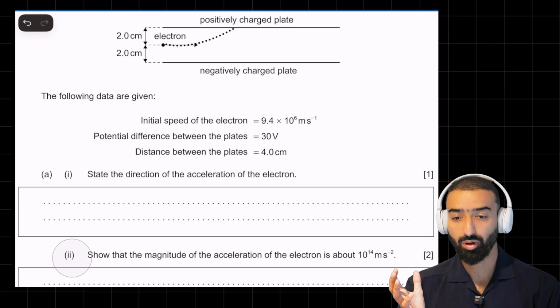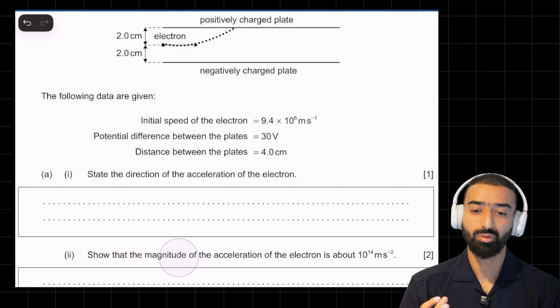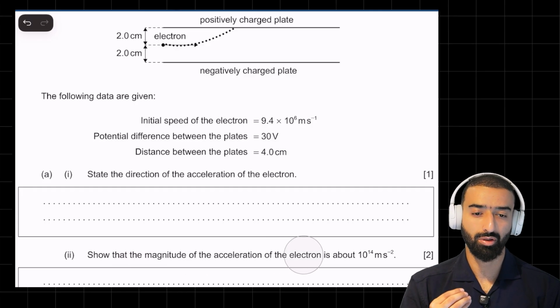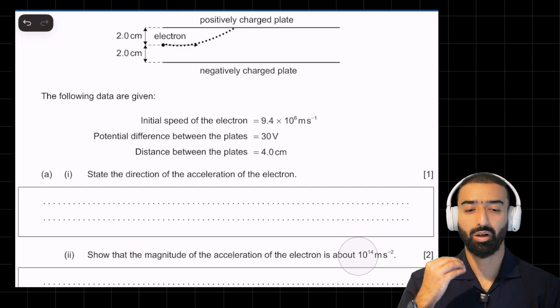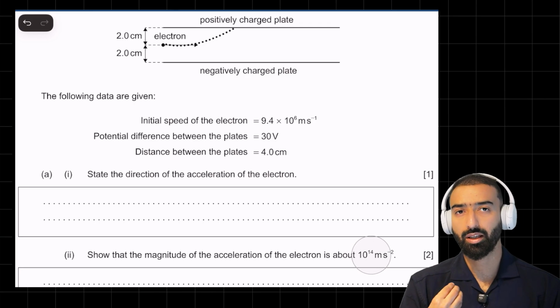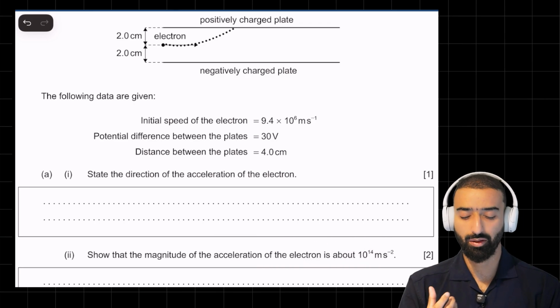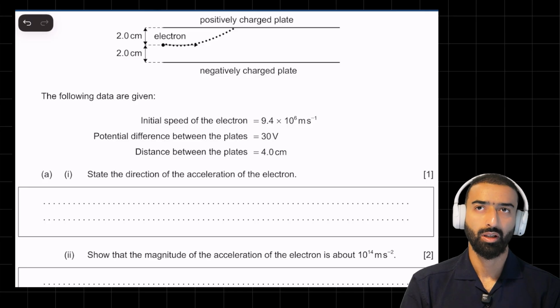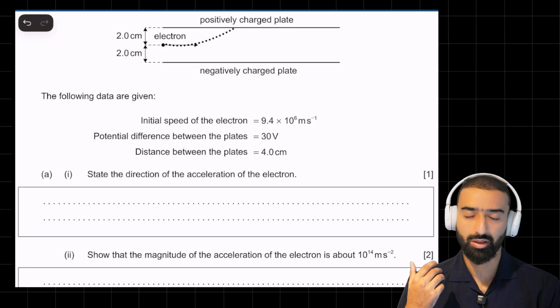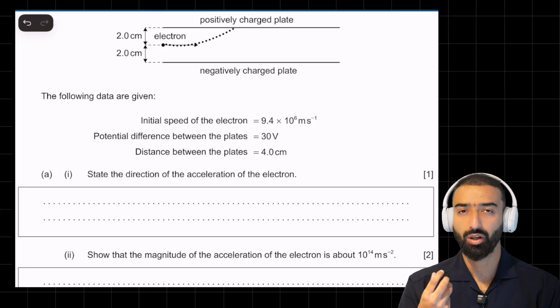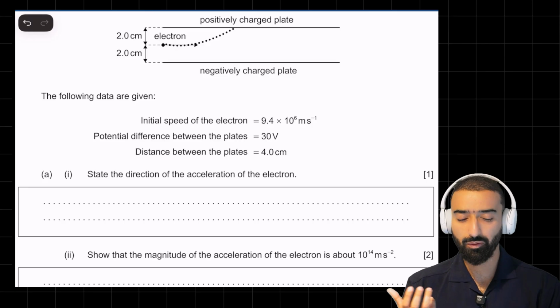The second part of the problem says, show that the magnitude of the acceleration of the electron is about 10 raised to the power 14 meters per second squared. So we have to figure out the acceleration of the electron. In order to find the acceleration, it's a good idea if we can find the force on the electron. But how can we do that?